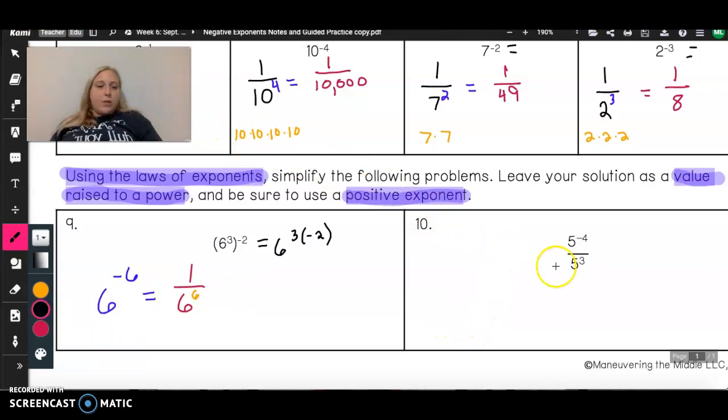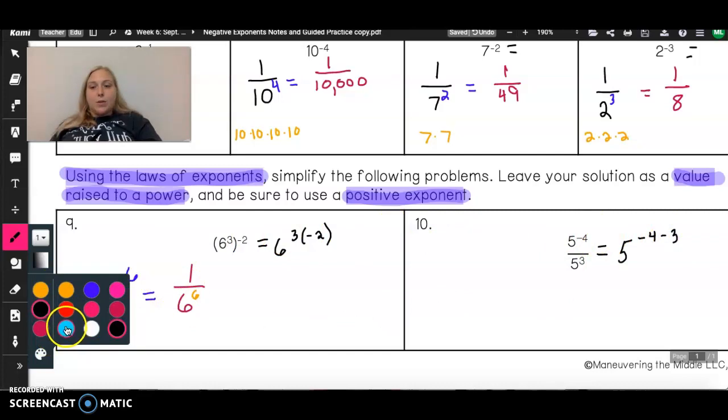Okay, so you should have already tried number 10. We're going to go about it together. We have 5 to the negative 4th power, and that's divided by 5 to the 3rd. This is our quotient rule, and our quotient rule tells us that we are going to keep our base and we are going to subtract our exponents. And this is negative. Remember, we learned a different rule, a little integer rule, a strategy to help us handle those integer rules.